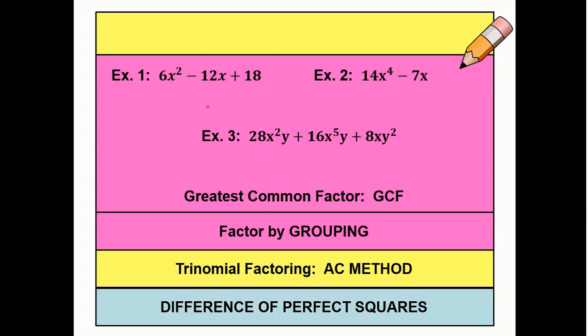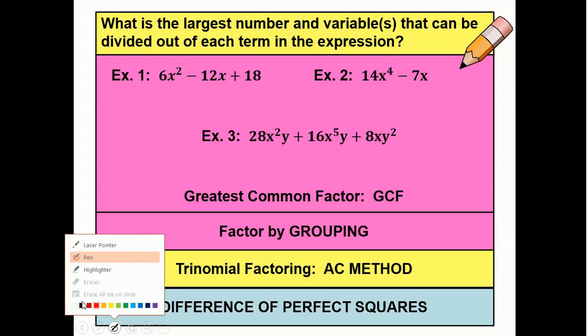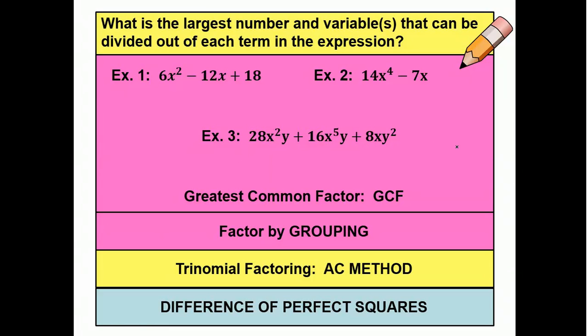Open up your next flap. Greatest common factor is the question we ask ourselves: what is the largest number of numbers and variables that can be divided out of each term in the expression? So let's look at this first problem. I have 6x squared minus 12x plus 18, and I need to figure out what I am going to divide out.